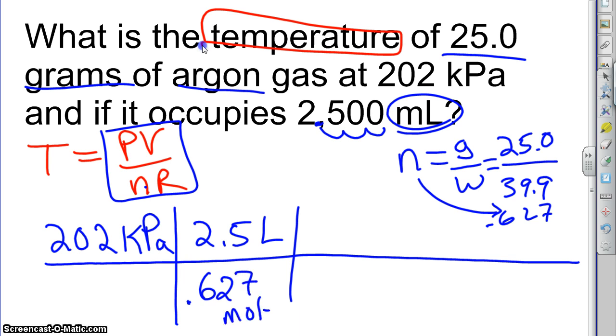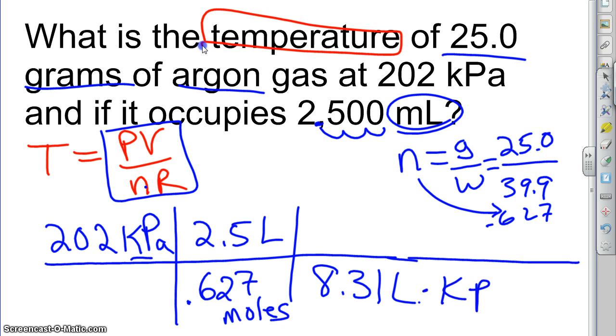Always keep your labels. And finally, the only thing left to put in is R, which is on the bottom. Now we have to be careful. We always look at our pressure unit whenever we put in R. Our pressure unit was kilopascals. So we want to use the 8.31 value, and we're going to start on the bottom. 8.31 liters times kilopascals per, but we're already on the bottom, so we flip to the top, mole Kelvin, because that is the unit for R.